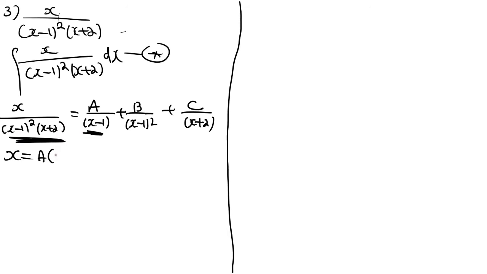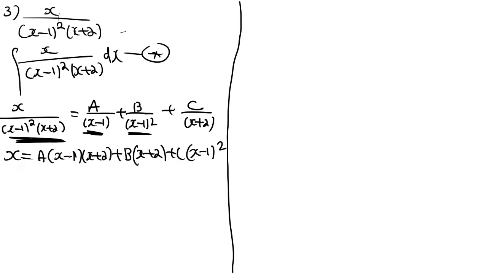So you can write it as A into (x minus 1) into the remaining term, which is (x plus 2), plus B into (x plus 2), since (x minus 1) whole square is already there, what is the remaining term? (x plus 2). Plus C into (x minus 1) whole square. Okay, now it will be a little difficult to solve it by the comparison method because here a square is there, right? So I will go for the substitution method.